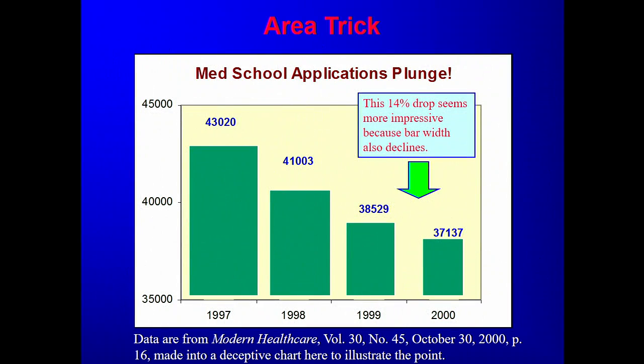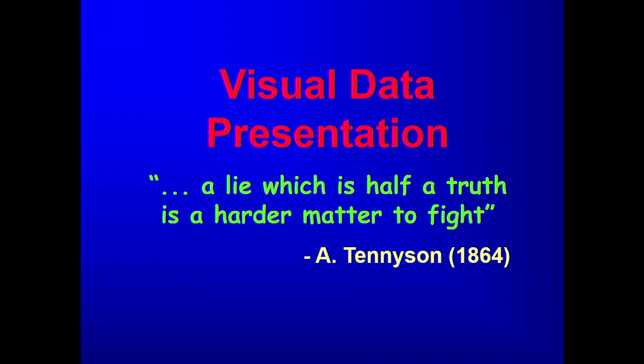So here's another one of these. Area trick. This is someone who didn't even use a picture. They just made the bars thinner. You notice how the bar's thinner here. Non-zero origin, dramatic title. All these things can be done.